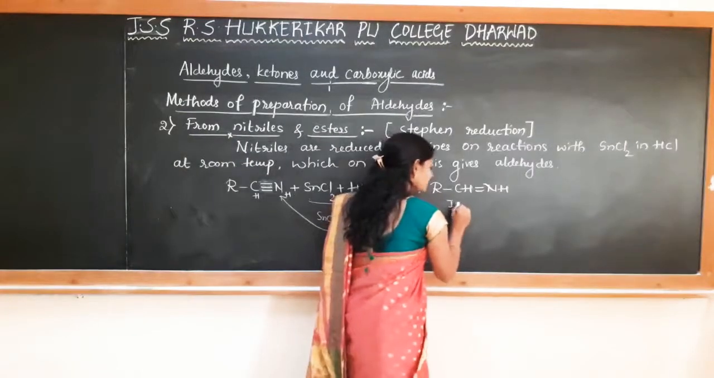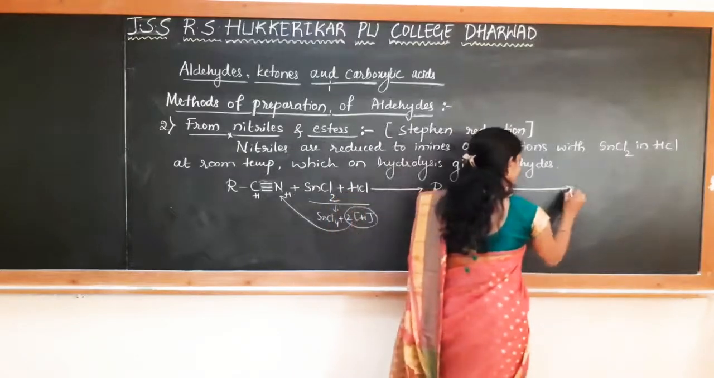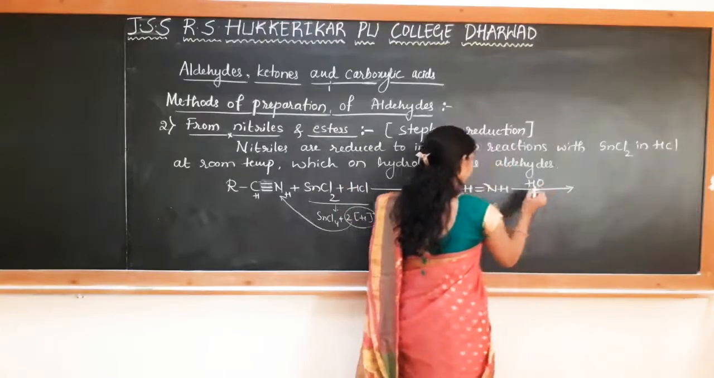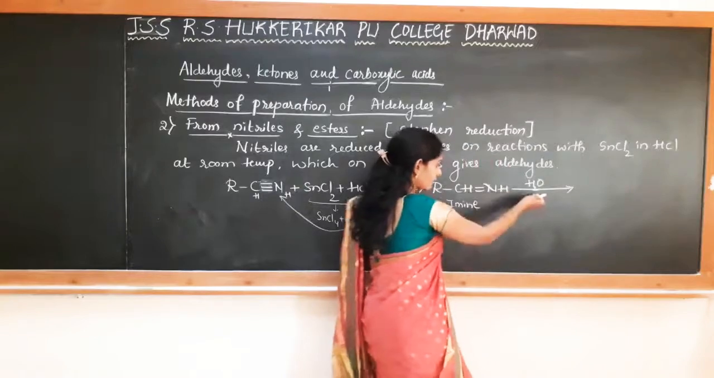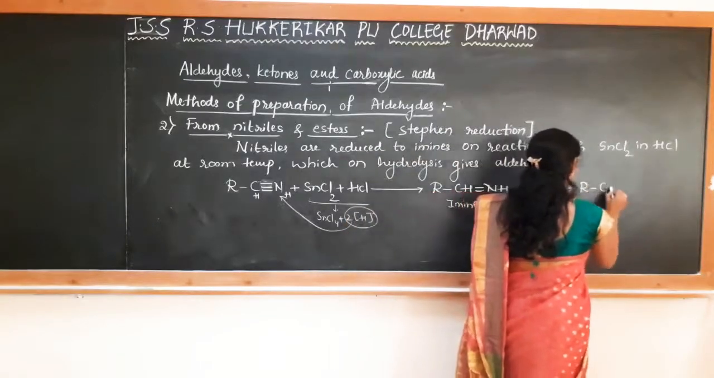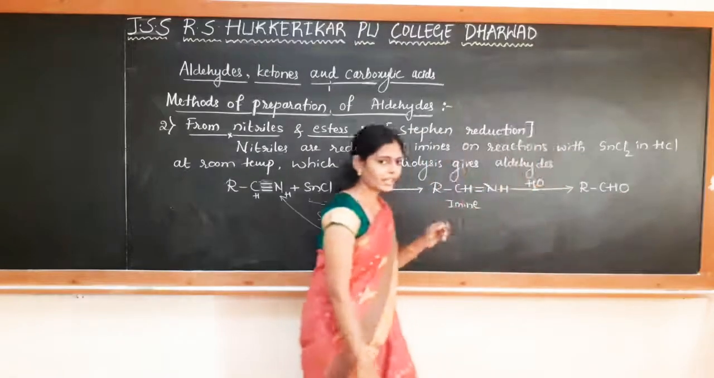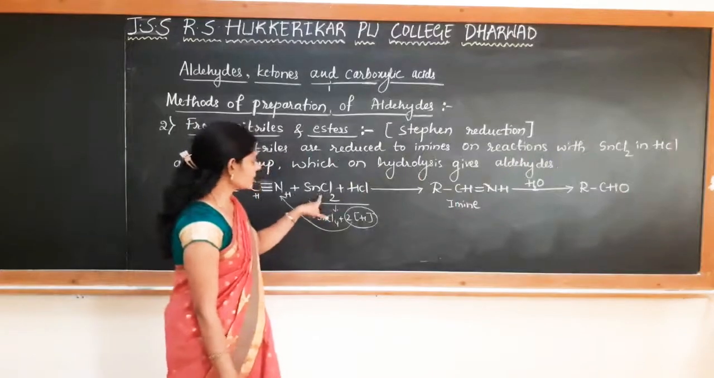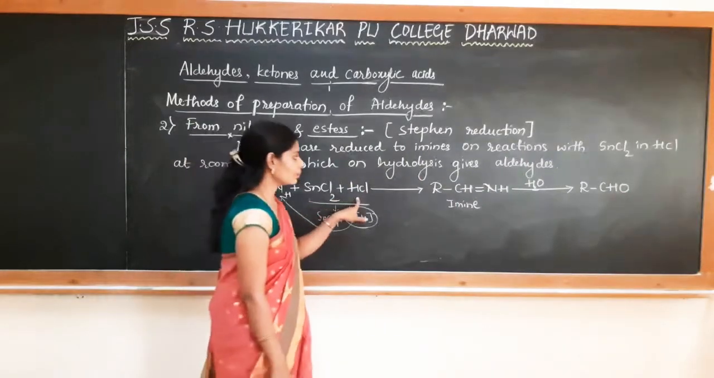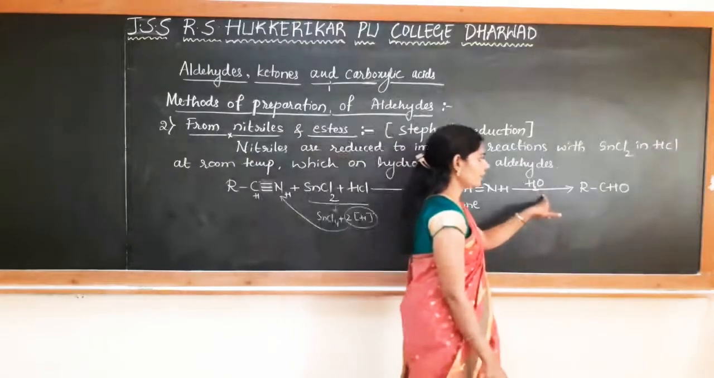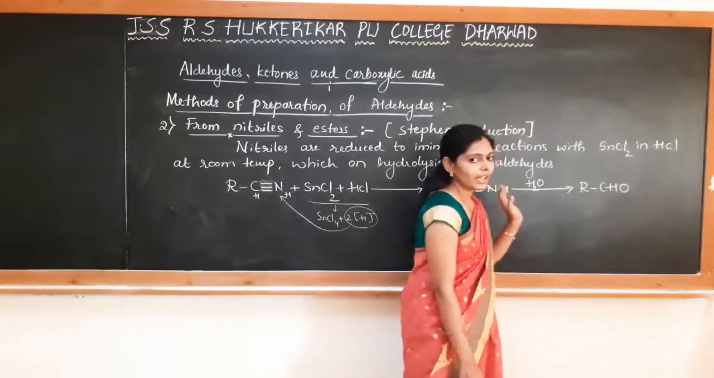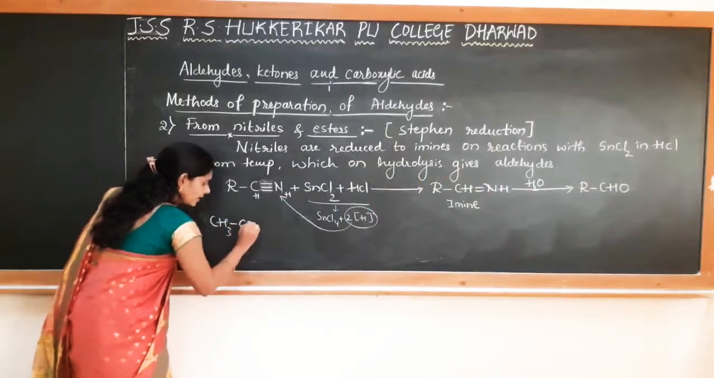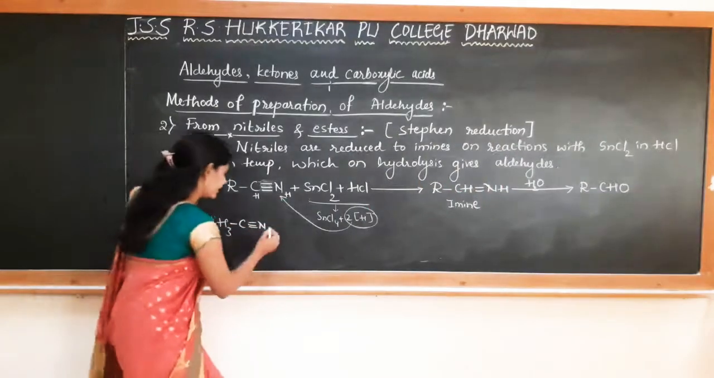This is our imine. On further hydrolysis, since we will be having HCl in the reaction mixture, it undergoes acid hydrolysis only. On hydrolysis, imine results in the formation of aldehyde. Okay, so this is the Stephen reduction. Nitrile on reaction with stannous chloride in HCl at room temperature gives imine, which on hydrolysis results in the formation of the respective aldehyde.